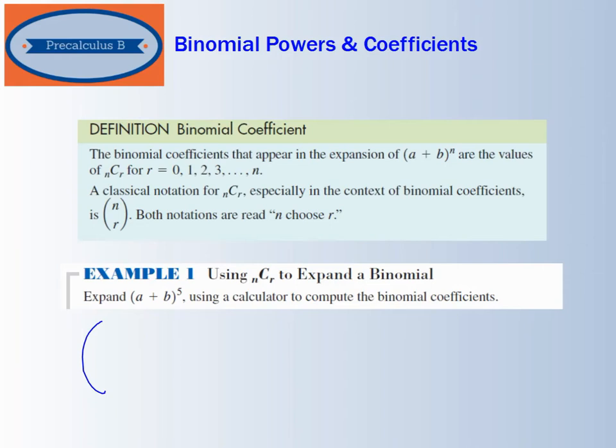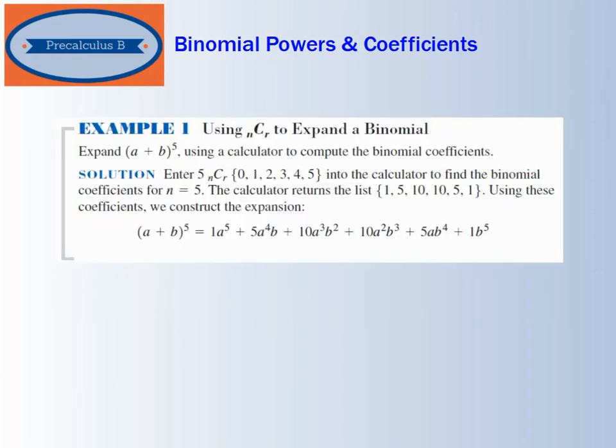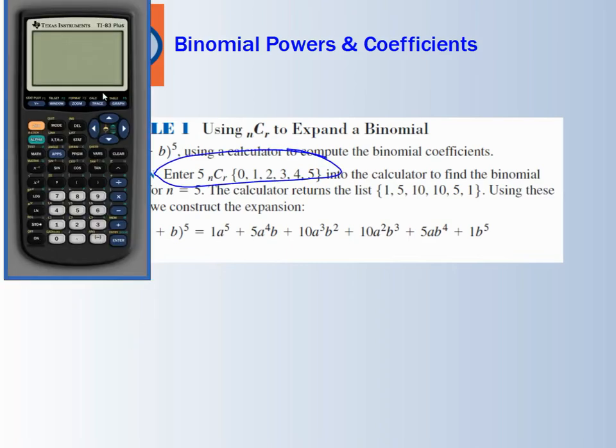So how could we use n choose r to expand a binomial? That's what we want to take a look at next. If we want to use n choose r to expand the binomial, we're going to enter 5 choose 0, 5 choose 1, 5 choose 2, 5 choose 3, 5 choose 4, 5 choose 5. We can actually do this entire list of 0 through 5 all at once, I believe. So let's pull out our calculator and make sure that we can do it just like that.